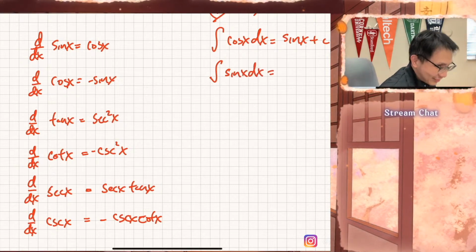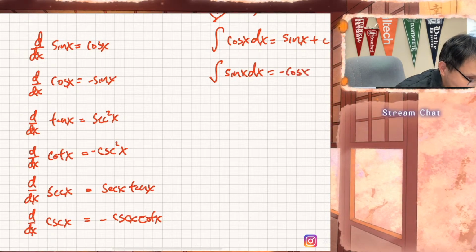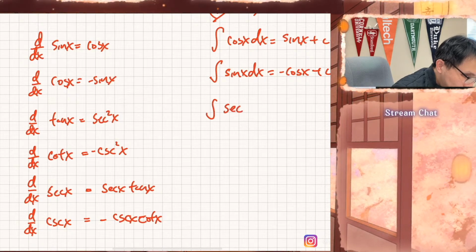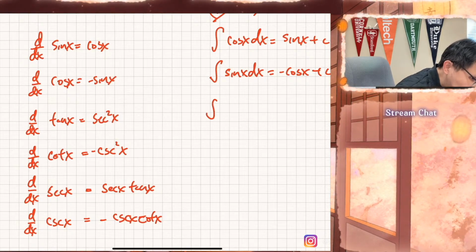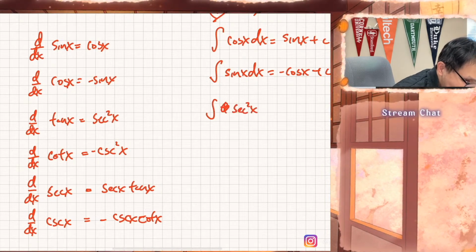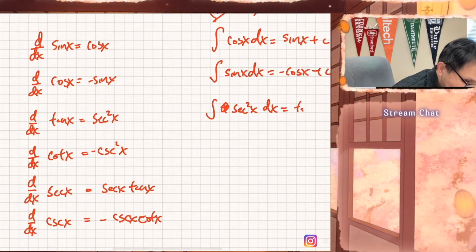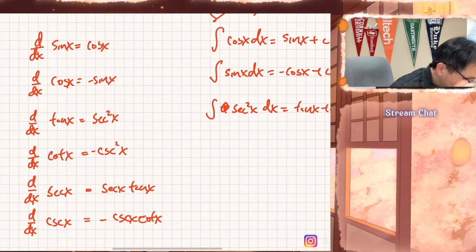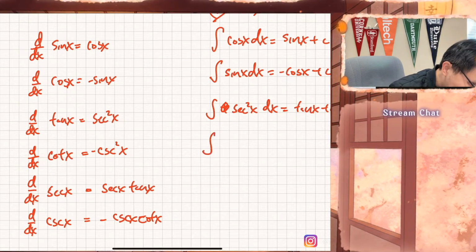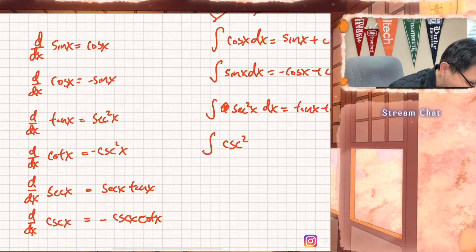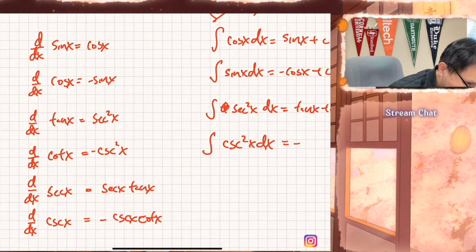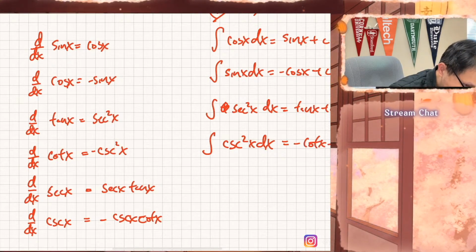Negative cosine x plus c. Yes, negative cosine of x. What's the integral of secant squared of x? Tan of x plus c, because the derivative of tan is secant squared. Integral of cosecant squared of x dx is what? Negative cotangent plus c.